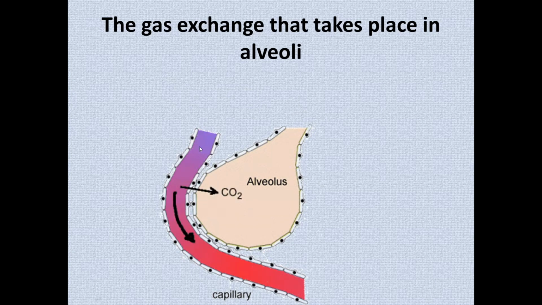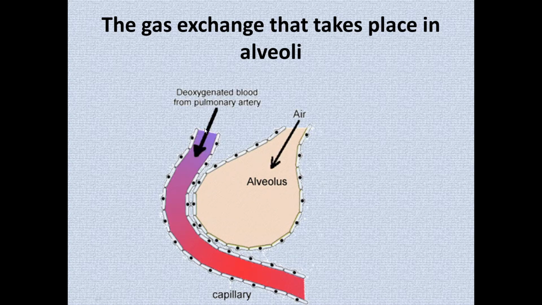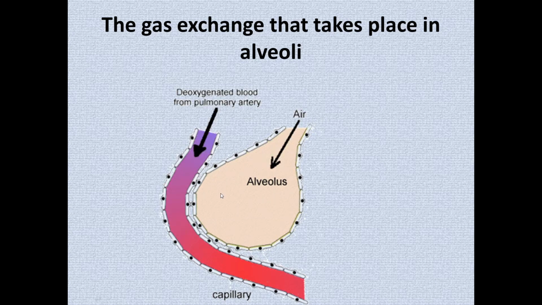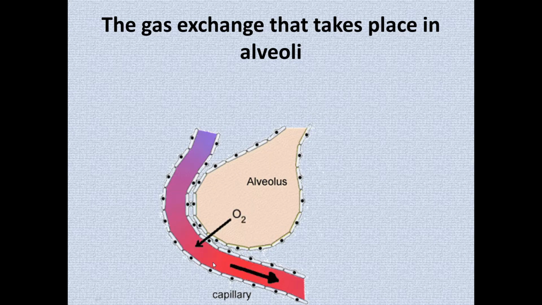This blood capillary contains blood having a high concentration of carbon dioxide and a low concentration of oxygen. It is coming from the heart, from the pulmonary artery. Then the carbon dioxide in the capillary diffuses into the alveolus, and oxygen in the alveolus diffuses into the blood capillary. This is the exchange of gas in the alveolus.